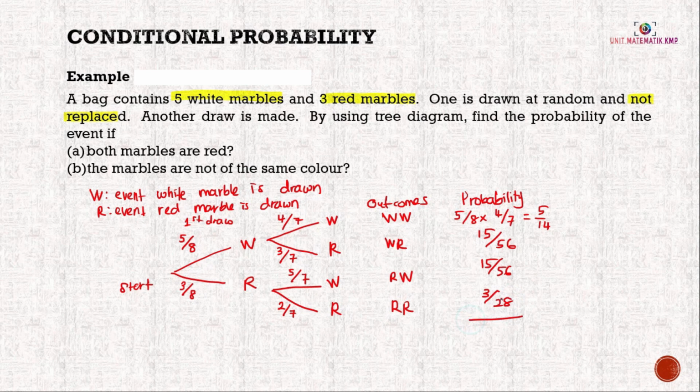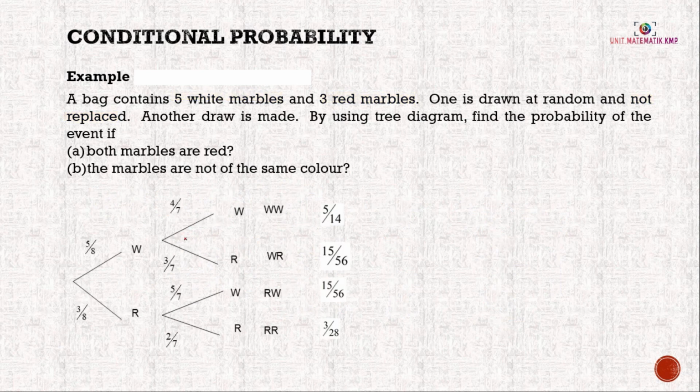Okay, to check whether our probability is correct or not, the total kat hujung ni mesti dapat 1. Okay, so this is the tree diagram yang lengkap lah. Okay, next baru kita akan solve the question. So ni adalah kita punya tree diagram tadi. So sekarang kita akan jawab soalan A.